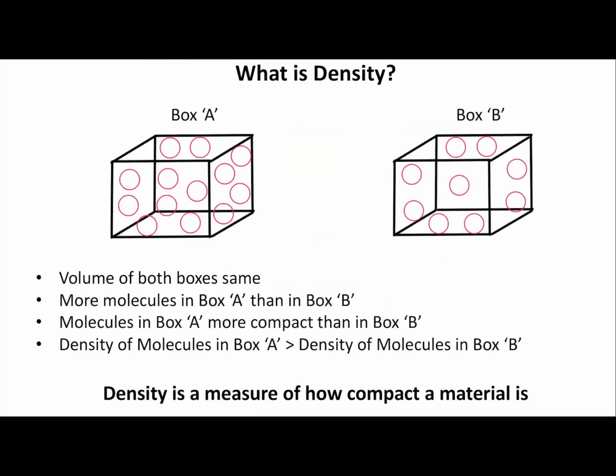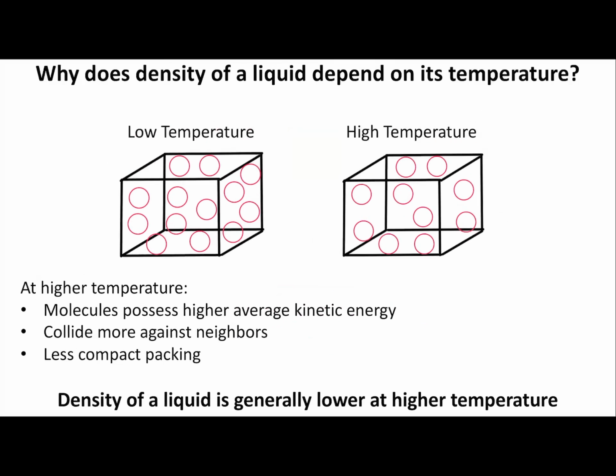Density is a measure of how compact a material is. In the example shown, both boxes A and B have the same volume, but box A has more molecules. Molecules in box A can be said to be more compact, or density of molecules in box A is higher than that in box B. This means that to influence density of a liquid, we need to influence the compactness or packing of molecules in a liquid. One way to achieve this is by changing temperature.